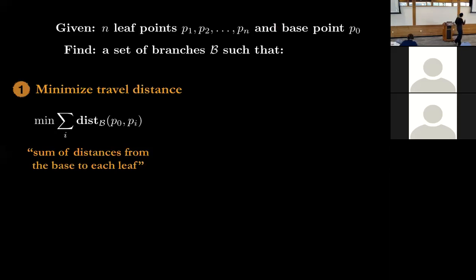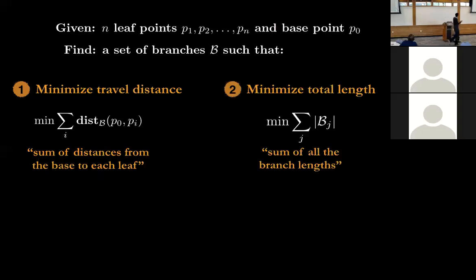Our two objectives, just to formalize them: the first is to minimize the travel distance. So I want to minimize the distance along the branches from that point P0, that point in downtown, to each one of these leaves. So just sum the distances from the base to each leaf. My second objective is to minimize my total length. This is just the sum of all these little branches that I actually build to make this network.